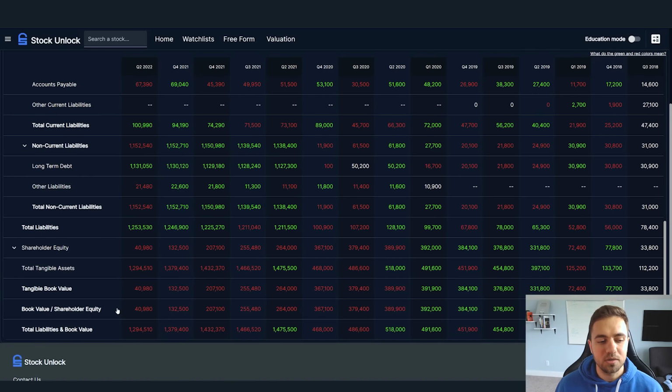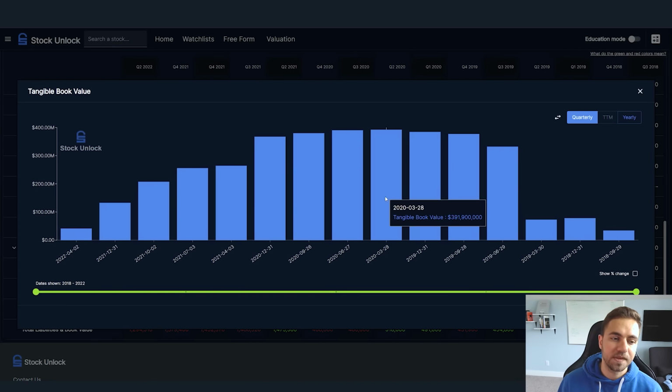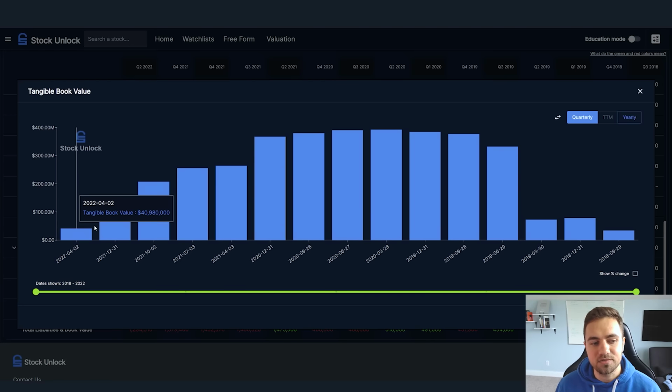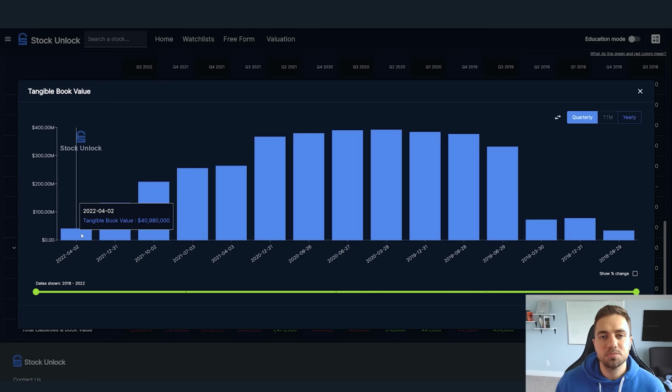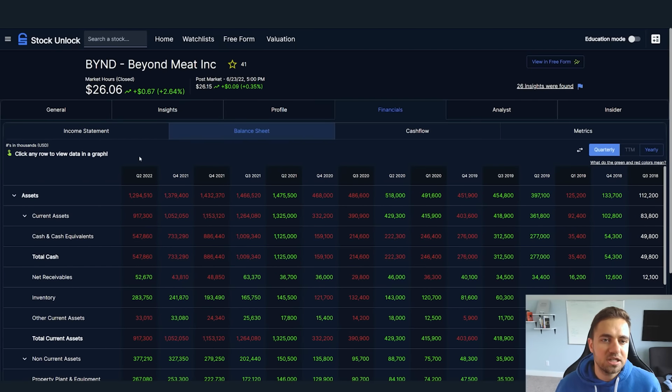And if we actually scroll down here to BYND's tangible book value, we can see that it has been declining since about the first quarter of 2020. So this company's net asset value is declining, and the tangible book value is now sitting at about $41 million. So yeah, this company's cash position did increase, but when you look at the liabilities and the tangible book value, even though the cash is increasing, the company is taking on liabilities to do that, and the tangible book value is actually going down. So that is something to take a look at on the balance sheet as well.